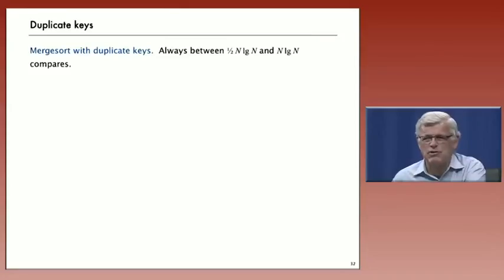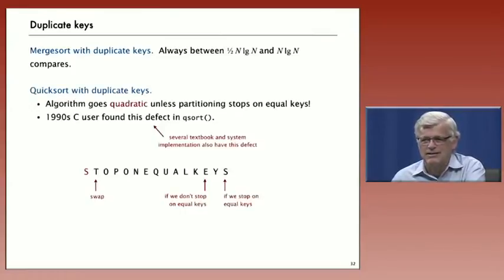Merge sort doesn't matter that much what the key values are like. Actually, we can show that merge sort always uses between 1/2 n log n and n log n compares. Quicksort, up until the 1990s, the most widely used implementation took quadratic time for files with large numbers of equal keys. It was actually found by an applications user. And that's the standard quicksort that was in almost all the textbooks. If you did not stop the partitioning on equal keys, it would run in quadratic time.